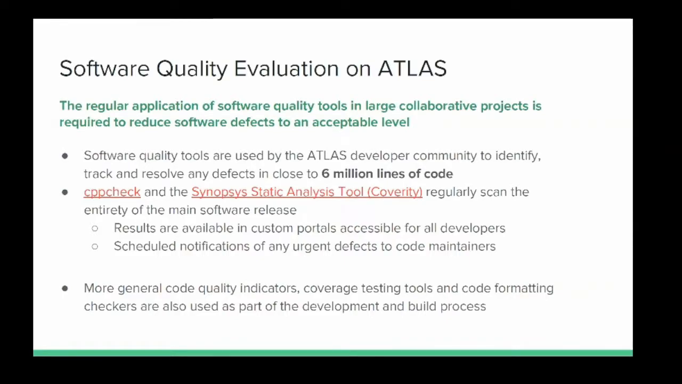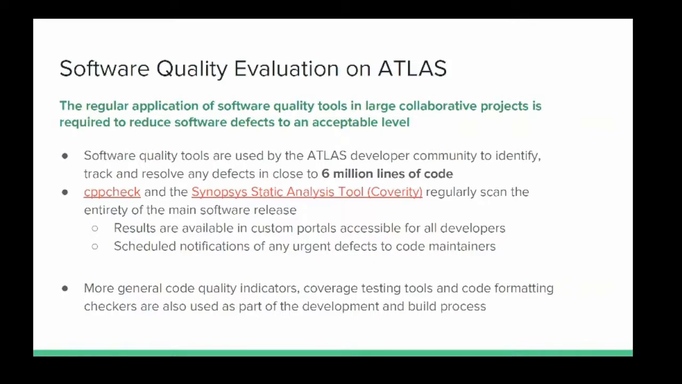So on Atlas, we have close to 6 million lines of code. We have hundreds of developers based worldwide, and the code base has been there for several years. So these things do accumulate, and this needs to be monitored. My role in the experiment, as a software quality coordinator, is to run tools like CPPcheck and Coverity, which are static code analysis tools that regularly scan the entirety of the main software release, looking for defects, as illustrated on the previous slide.